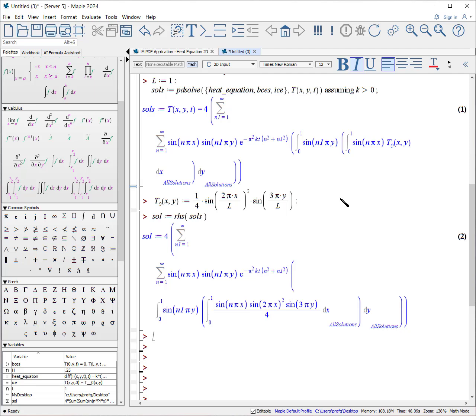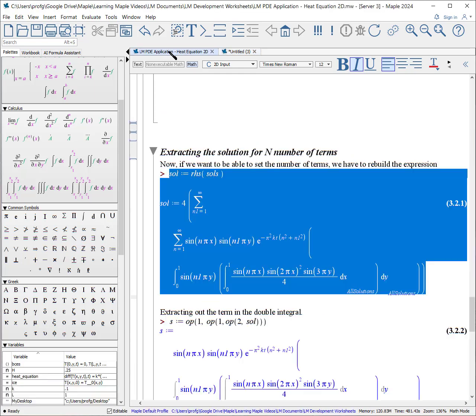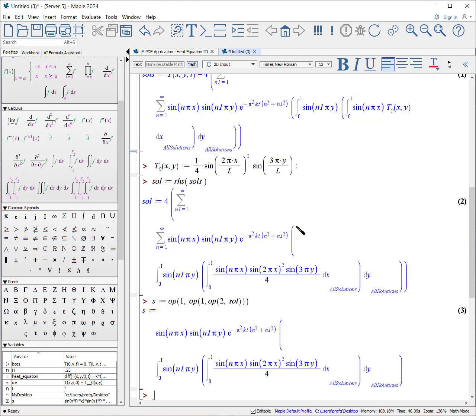An alternative way is to literally rebuild this function. So we'll have 4 and put in our own summations. And now what we need to do is put in all these terms. Here's the right-hand side of our solution, extracting out the term that is within the double summation. This requires a fair amount of patience. Worst comes to worst, you could do a copy and paste.